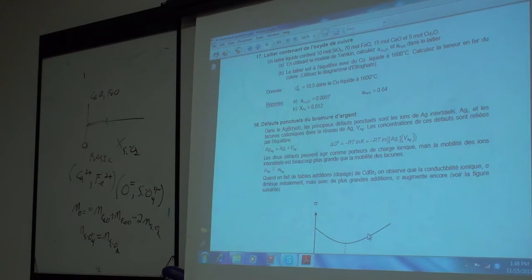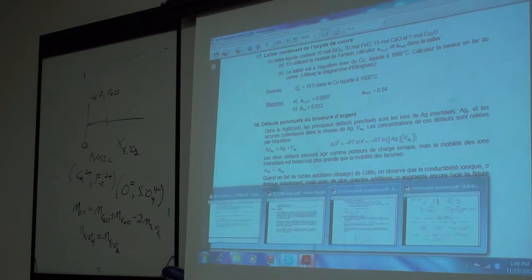I used the Elegant diagram. Oh, sorry, I didn't see that. Well, you don't have an Elegant diagram, so you can't do that. But it's the first part anyway that's important. It's pretty much the same as the one we just did.